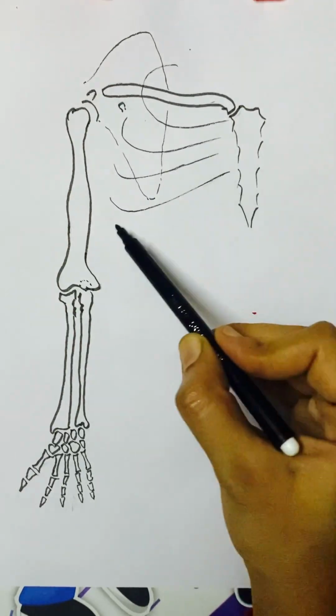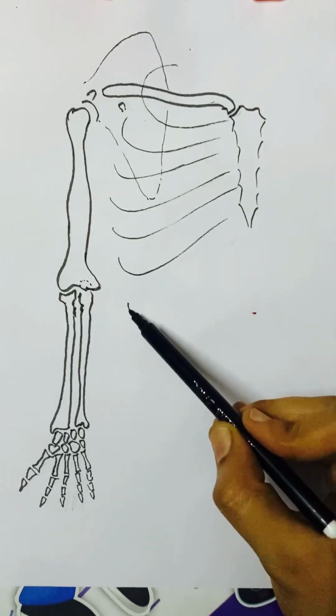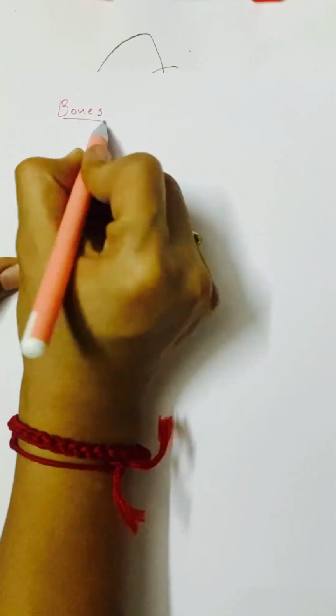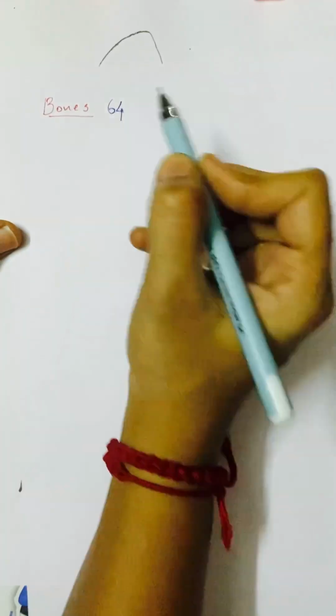First rib, second, third, fourth, fifth, sixth, and seventh. 7 ribs are called true ribs because they articulate directly with the sternum.